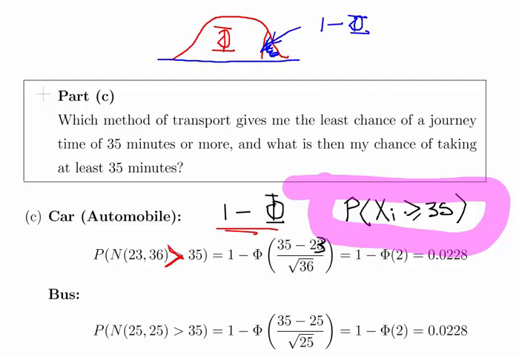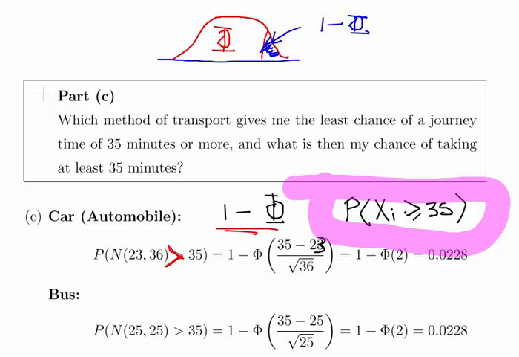Other than that, that's the only new thing we're doing here in part C. It's the inverse, or the complement, of the phi function. So it's just 1 minus the answer, but pretty much what we're doing is the exact same thing again. We're doing 1 minus the phi function of the Z score.